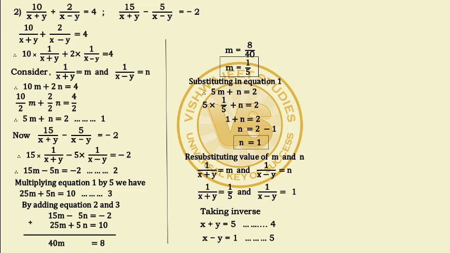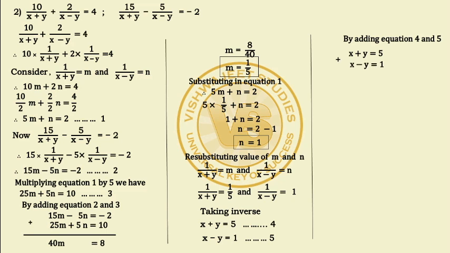Now see, coefficients of y of equations 4 and 5 are the same and their signs are different. So after adding only, they will cancel each other. So by adding equation numbers 4 and 5, write the fourth equation first. It is x plus y is equal to 5, plus the fifth equation x minus y is equal to 1. After addition, plus y and minus y will get cancelled. We get the answer as 2x is equal to 6.